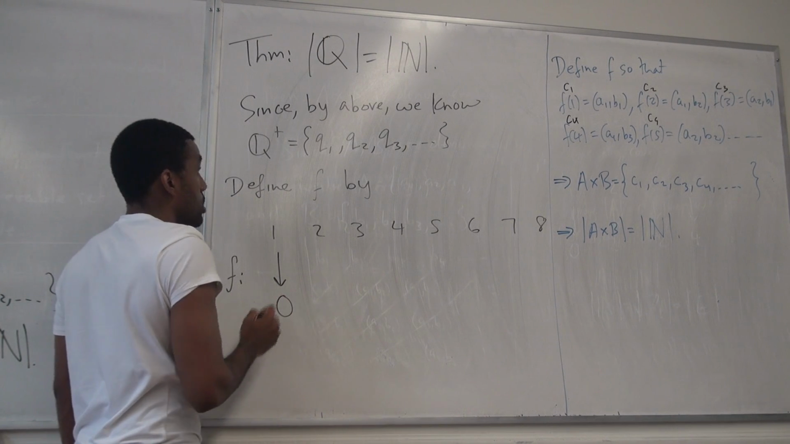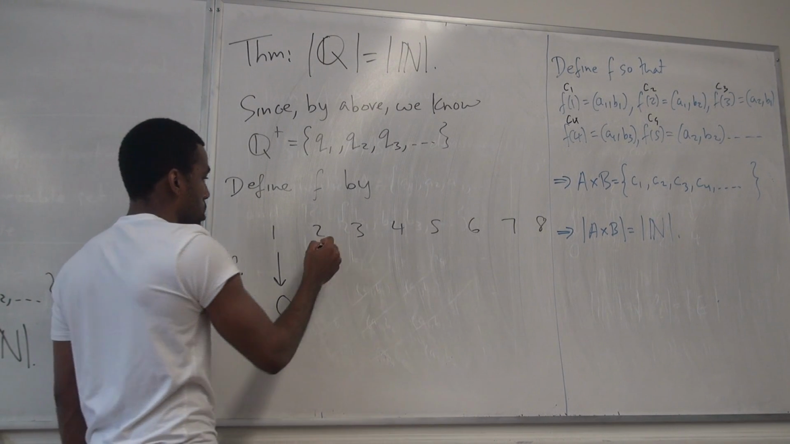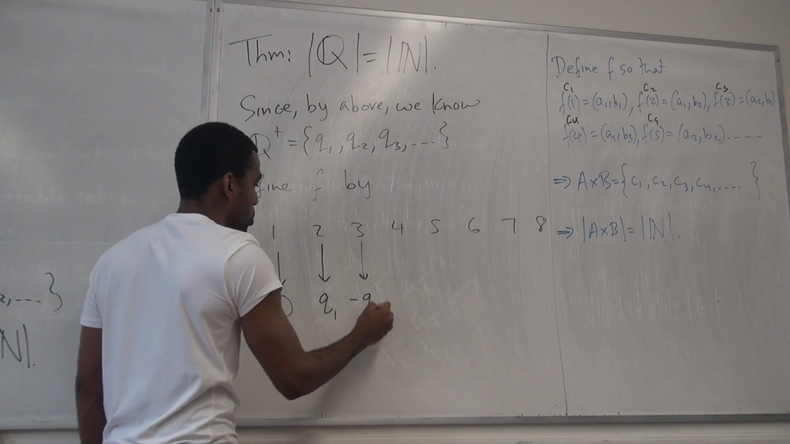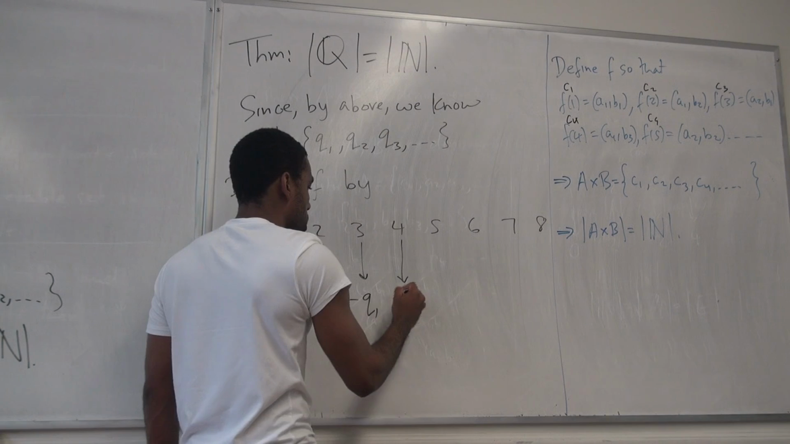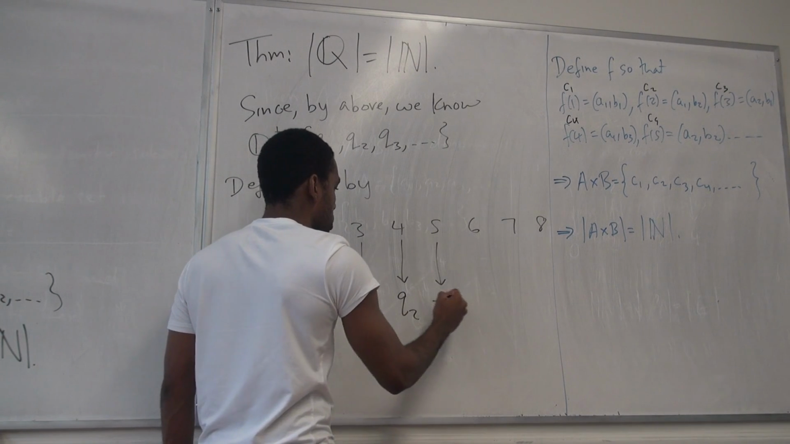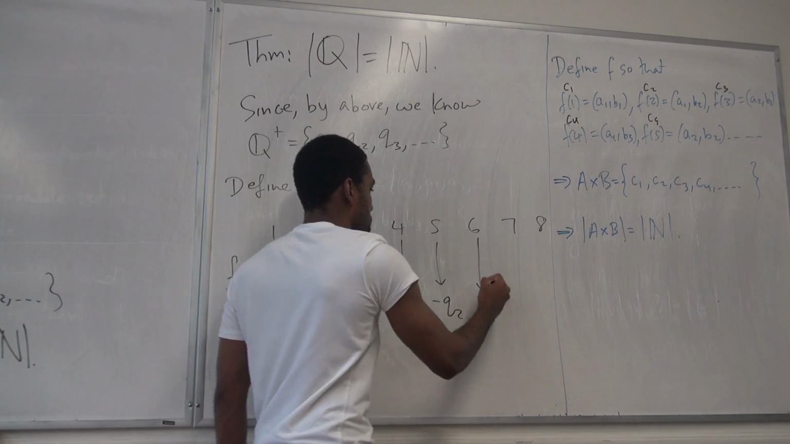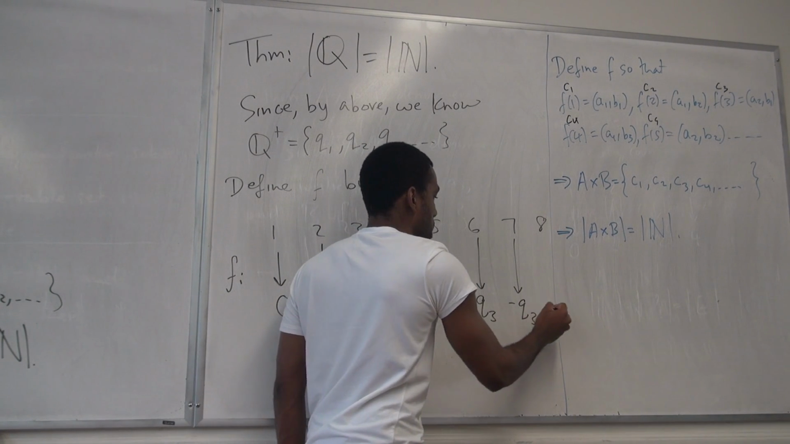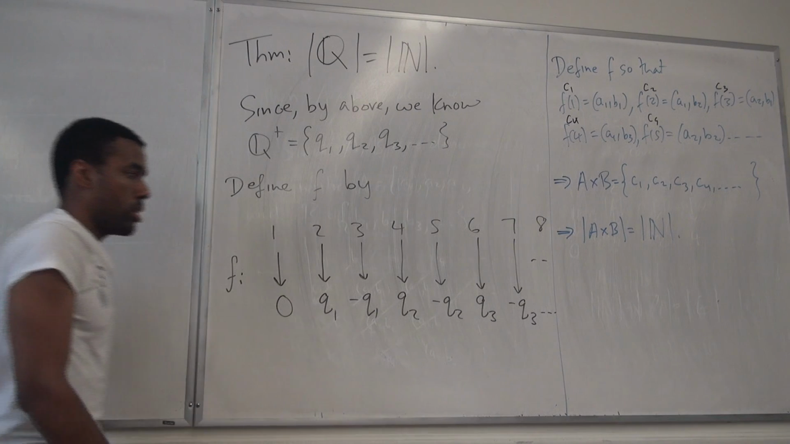One I'm going to send to 0, which is also a rational number. 2 I send to Q1, 3 I send to minus Q1. 4 I send to Q2, 5 I send to minus Q2, 6 I send to Q3, 7 I send to minus Q3, and it will continue in this way.